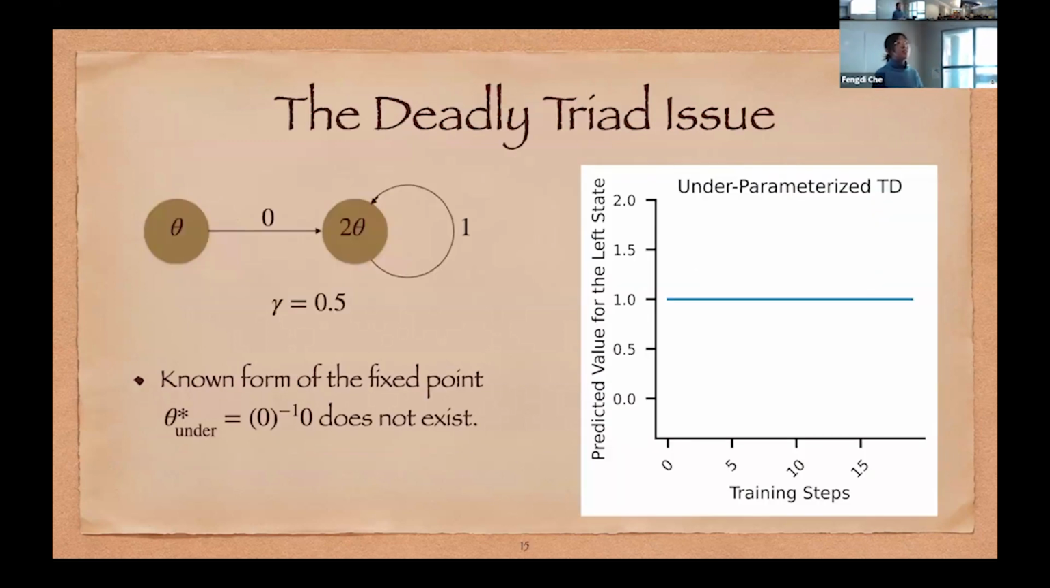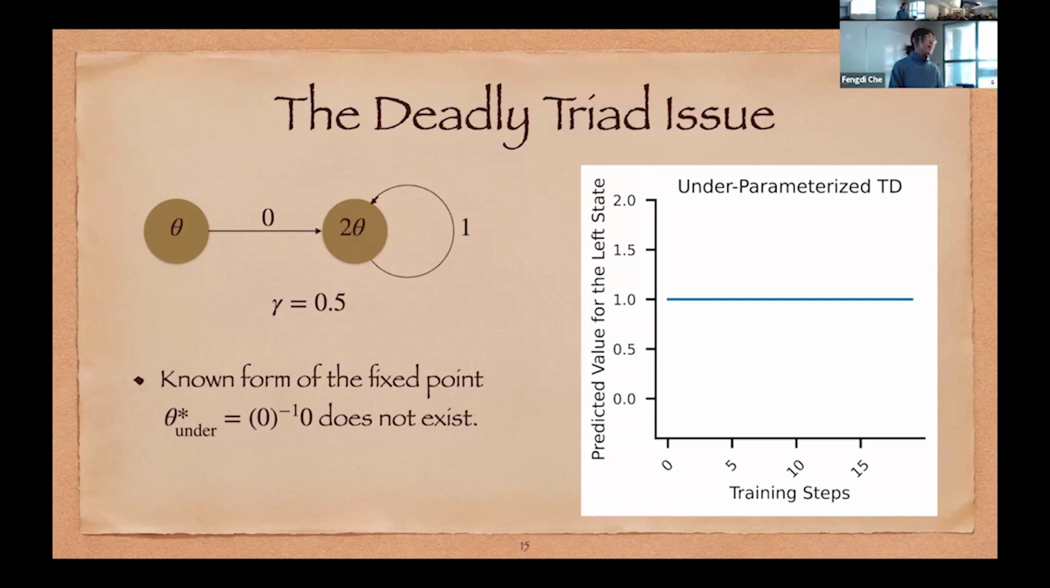And other than divergence, the deadly triad issue does more damage. Sometimes the fixed point may not even exist. We still look at this two-state counterexample. When gamma equals 0.5, the known form of the TD fixed point will rely on a zero inverse. And we know that the multiplicative inverse of zero does not exist. So if the fixed point does not even exist, where are we converging to? We try it out empirically. It seems like TD will just be stuck at any initial value it has.